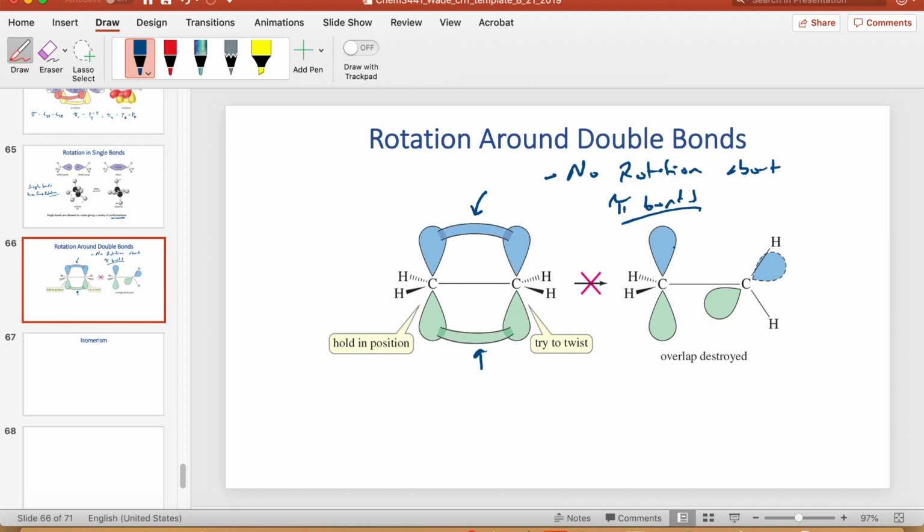All right, so this is important because it gives rise to some different issues. In particular, this gives rise to isomers. Right, so because double bonds can't rotate, this gives something we call isomerism. Right, so what is an isomer?